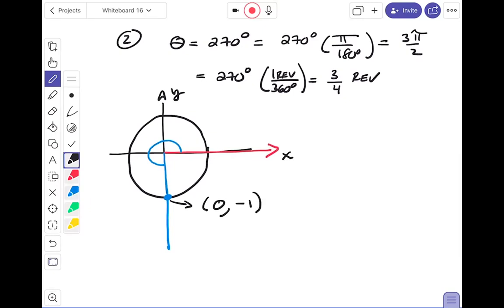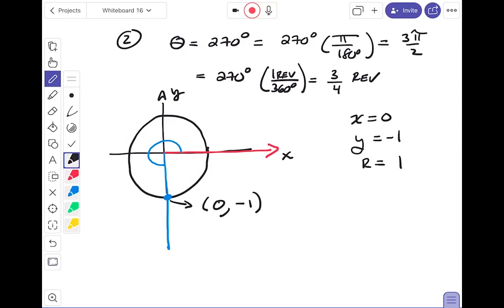All right, so I'm going to read it to you again. It says, draw the picture. I've done that. It says determine the x, y, and the r. Let me write that down for you. X is 0, y is -1, and r is 1. This is a unit circle. A unit circle means radius 1.